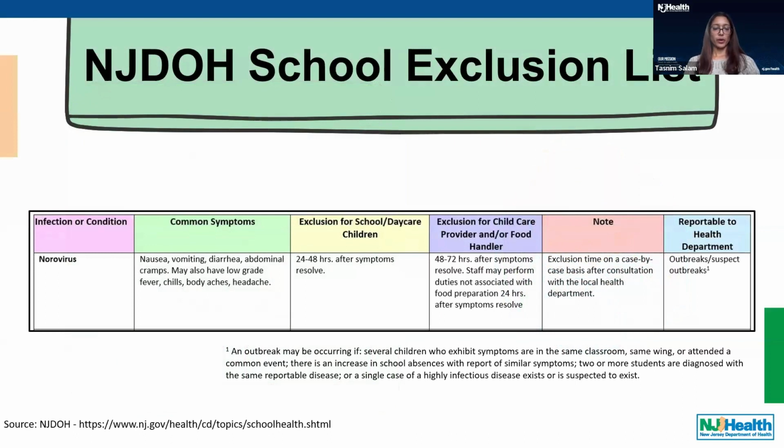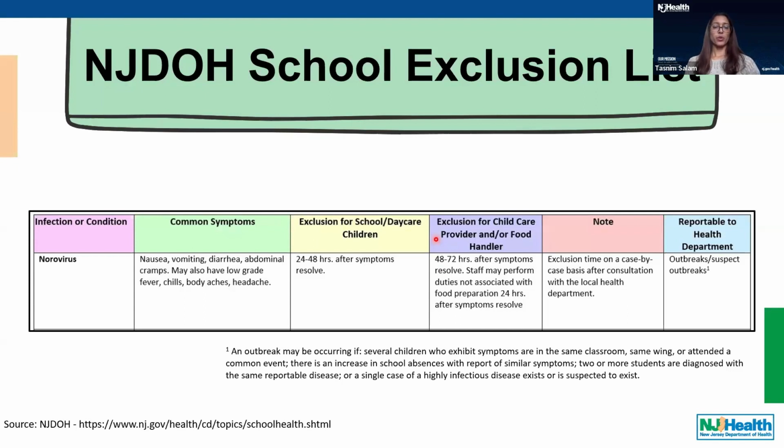So we've discussed this before, but as you can see, here is a sample of the school and childcare exclusion list. And any student and/or staff who have norovirus symptoms, such as vomiting or diarrhea, should stay home from the childcare center or school until 24 to 48 hours after their symptoms get better. Now, if childcare providers or food handlers are responsible for preparing and/or making food and they become ill, they should stay out until 48 to 72 hours after their symptoms get better.